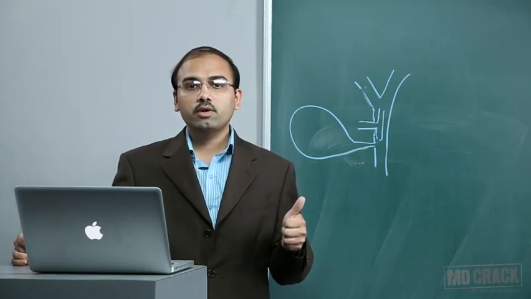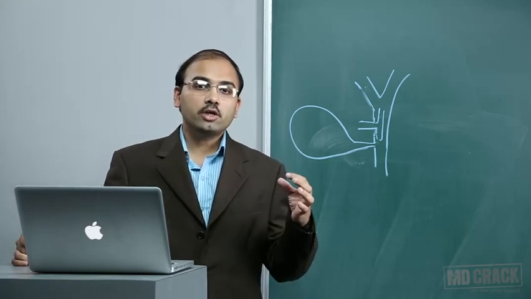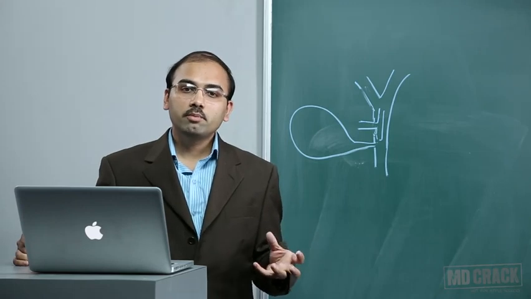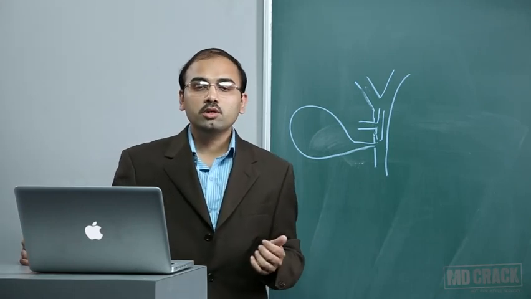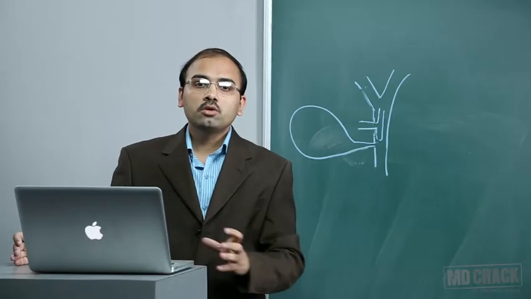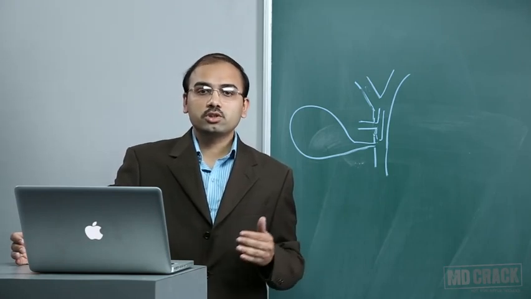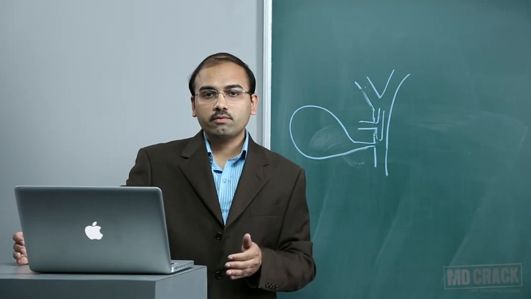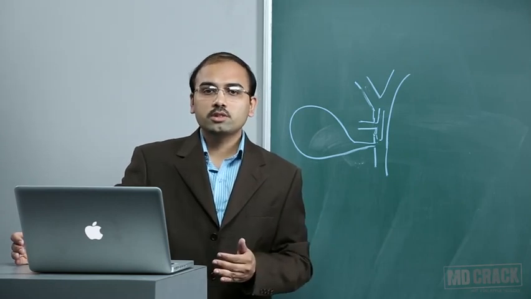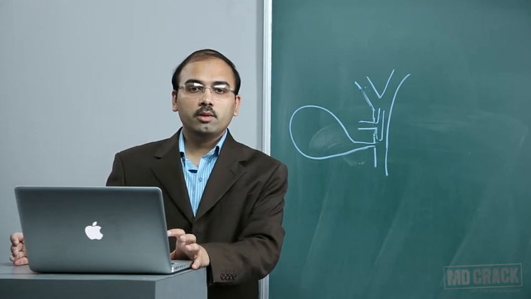MRCP is not helpful in this scenario. In a sense, the CT scan will give additional information on an atrophied lobe or any dilated biliary tree proximal to the biliary injury. After CT scan, the next investigation should be MRCP, but CT scan should be the first investigation. So there can be various questions. If a patient presents with biliary duct stricture say 5 or 6 months after laparoscopic cholecystectomy, then the choice of investigation will be CT scan followed by MRCP.